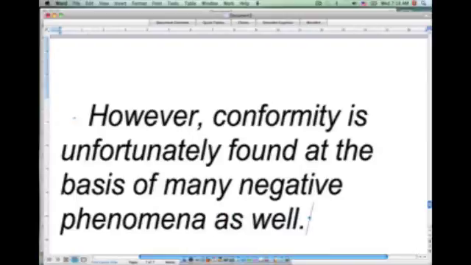So here we're going to the other side and just saying, we just proved that conformity can be a positive thing when ideas are kind of coming together and creating beneficial results. But in other cases, conformity, when people are grouping their ideas together and not thinking for themselves, can be at the basis of many negative things as well.